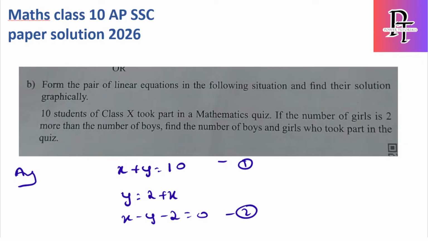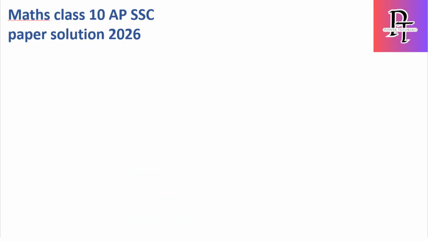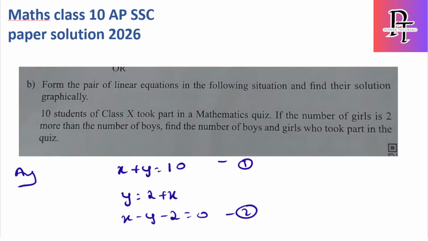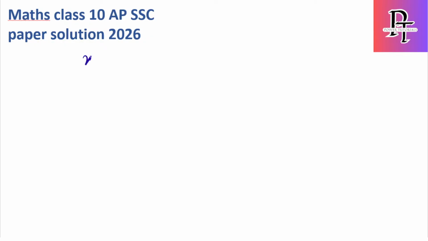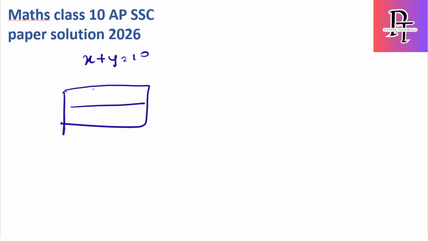Okay, so first find out the points and then using graph sheet we'll try to solve it. x plus y is equal to 10. So here the points are easy. Again I will keep x as 0, then y as 0, and I will get the points.